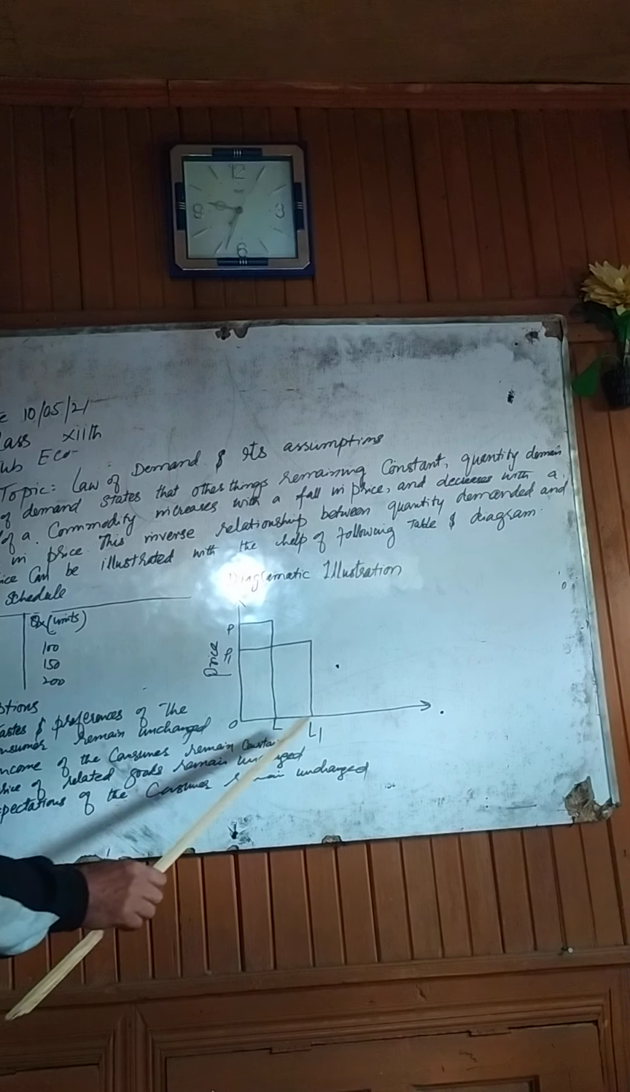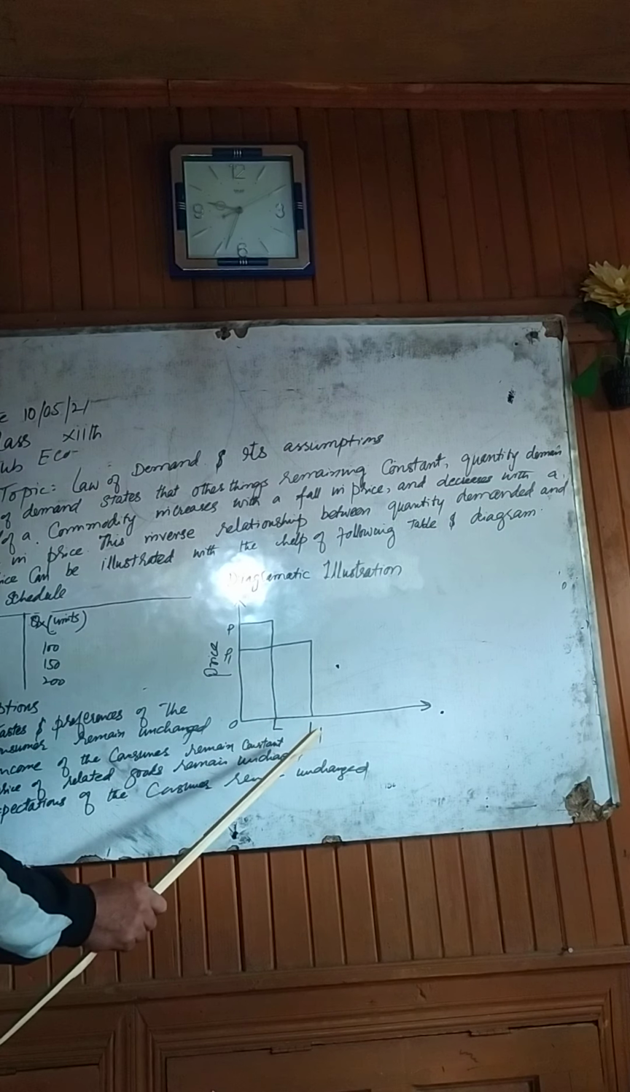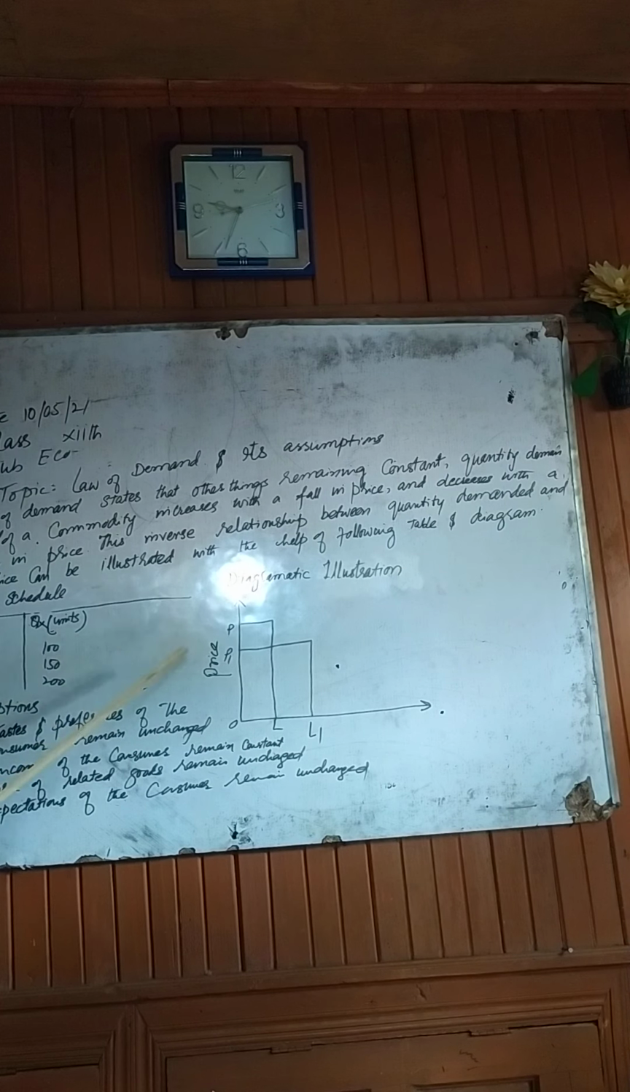This can be illustrated with the help of this diagram. Along the OX-axis we represent the quantity demanded and the OY-axis represents the price of the good. So this law states that when the price level is OP, the consumer purchases OL quantity of commodity X. When it falls to OP1, he purchases OL1, which means there has been an increase in the quantity demanded. This law is based on certain assumptions.